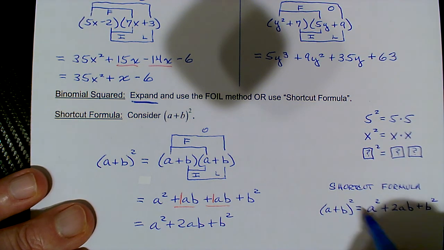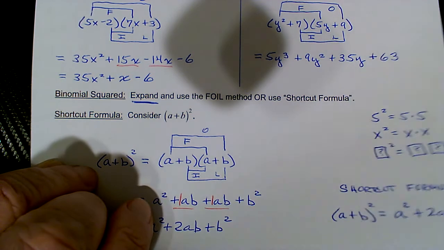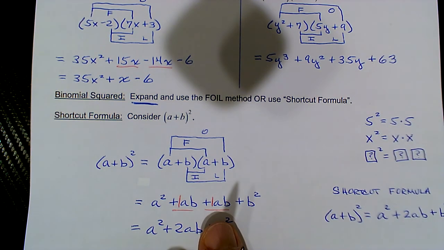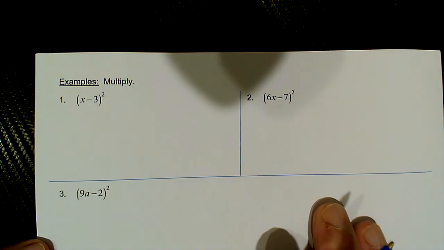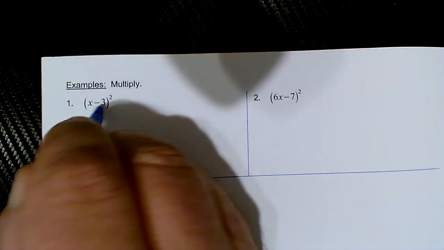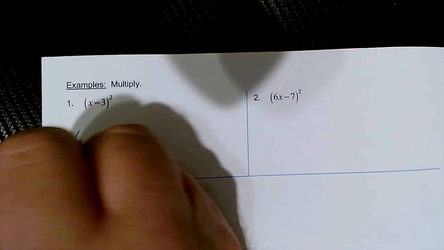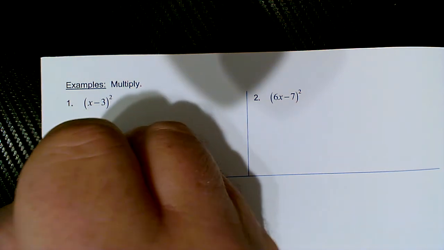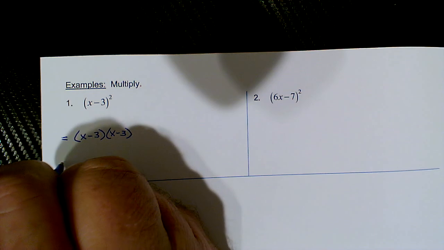Now, not many people, especially when you're first learning this, will take the time to use the shortcut formula, but we'll show both ways, and I'd probably encourage you to just write it as a binomial times itself and FOIL it out. But we'll show both ideas. Okay, so recognizing a binomial squared, we know it means that quantity x minus 3 in this case times itself, and we could FOIL.